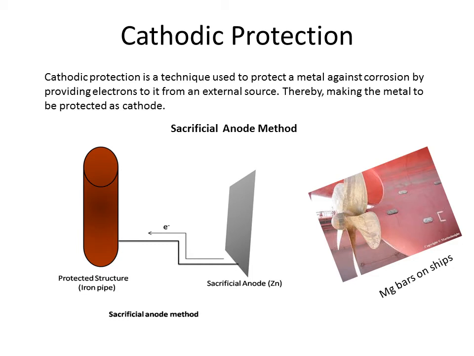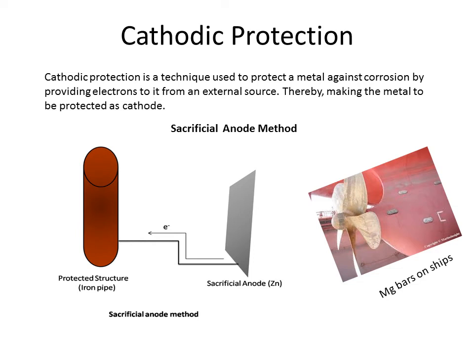In this picture I have shown an example of the structure to be protected as an iron pipe, and this iron pipe is connected through an insulated copper wire to a sacrificial anode, that is zinc. Since zinc has a lower electropotential value, it will act as the anode and the structure to be protected will act as the cathode. Since zinc is acting as the anode, it gives out electrons, and these electrons travel through the insulated copper wire and are accepted by the iron pipe. Since the iron pipe accepts electrons, it will act as the cathode and it will remain unaffected.